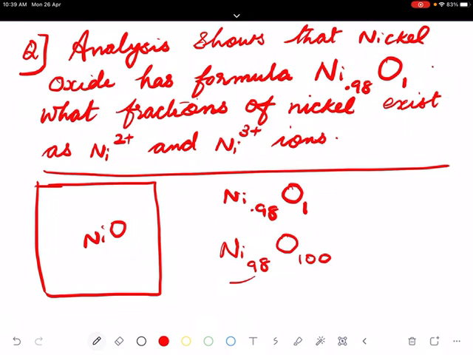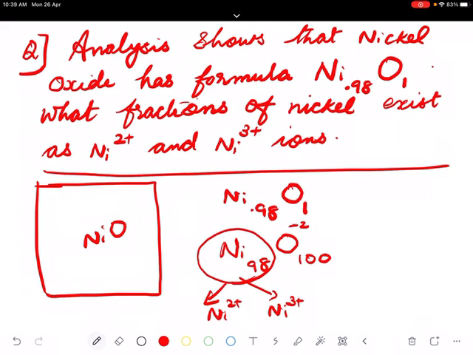And this Ni98 contains what all things? Ni2+ and also Ni3+. That is understood from the question. Ni2+ are there, Ni3+ are there. And in the case of O, there are 100 O. Each O is minus 2.